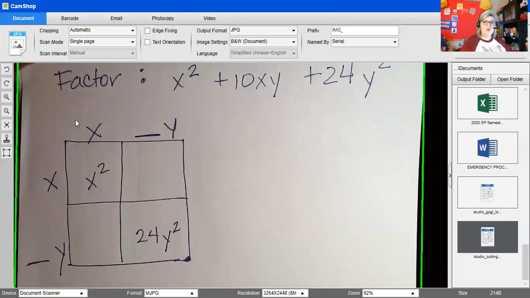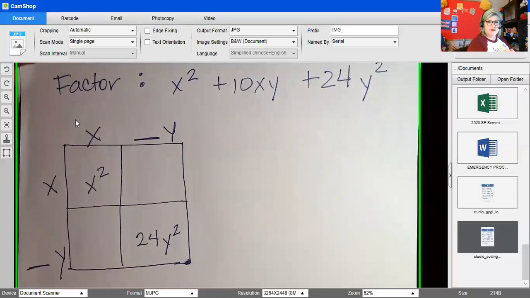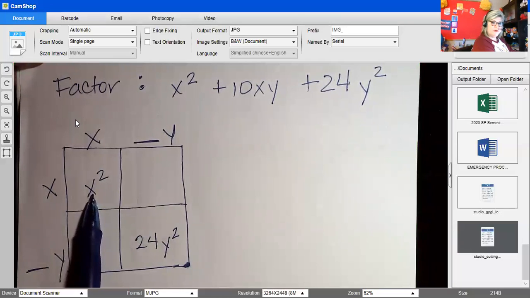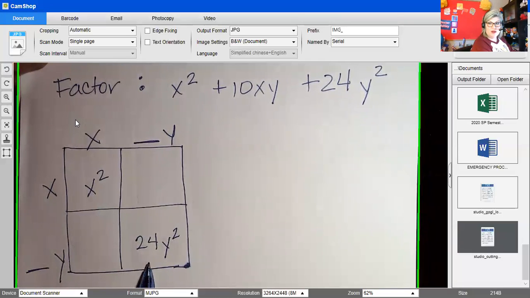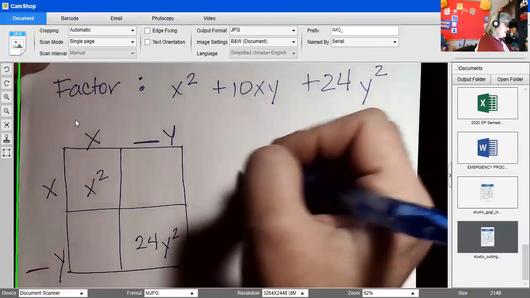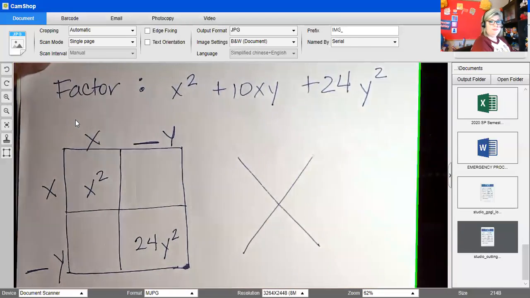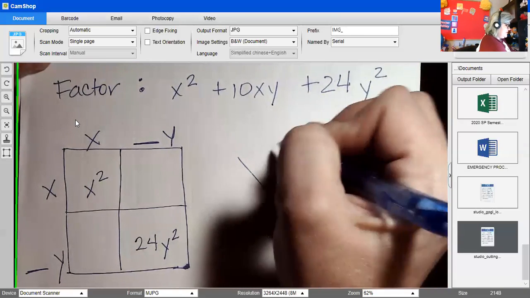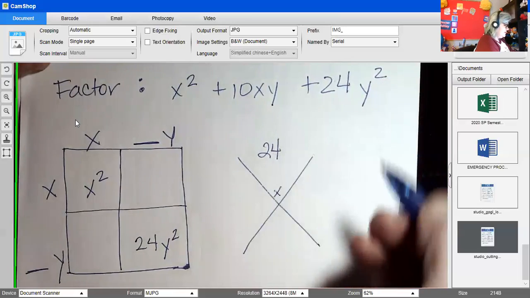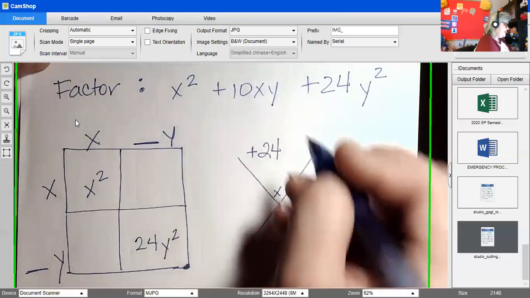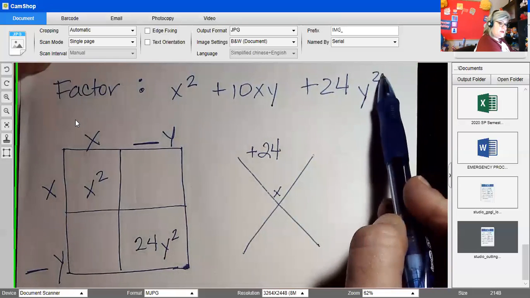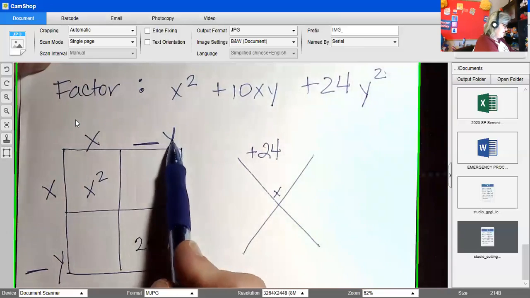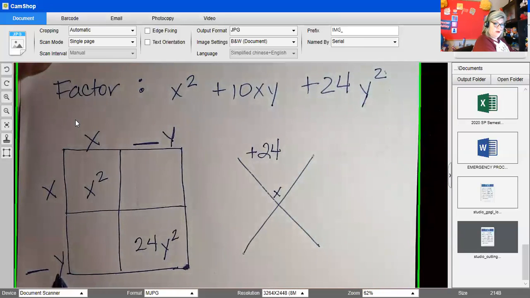So we're asking what could possibly be multiplied together to get us the x squared in this corner and the 24y squared in this corner. We can still use our cross method, which says, what can we multiply together to get 24? And it's a positive 24 here. We know it's got to have the y because it's got the y squared here. And so that's why I've already got the y's written on the box.